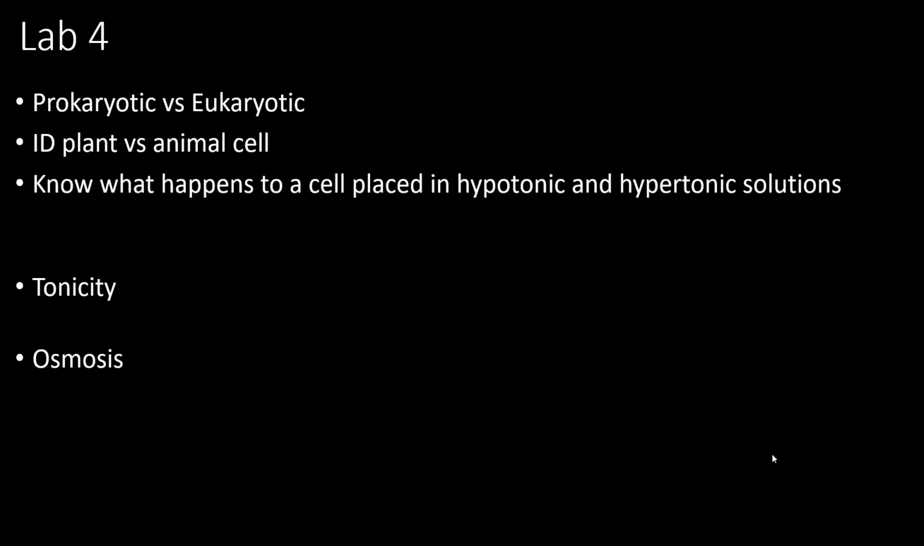All right, go into lab number 4. Lab 4 is going to be looking at cells. So we have prokaryotic versus eukaryotic cells. Remember that prokaryotic cells are very simple cells. They do not contain a nucleus and they do not contain any organelles except for ribosomes. These are going to be examples like bacteria.